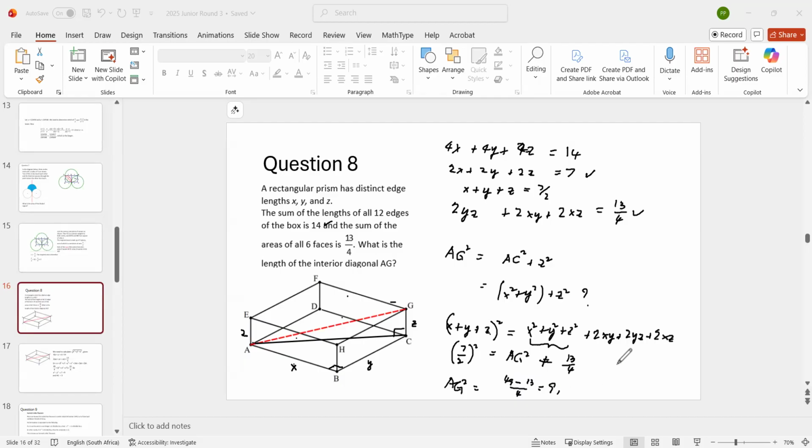So AG itself, lovely number, it's got a square root. AG squared is 9, so AG is equal to 3. So rather complicated looking problem, and the answer is that AG is actually a nice whole number, namely 3.